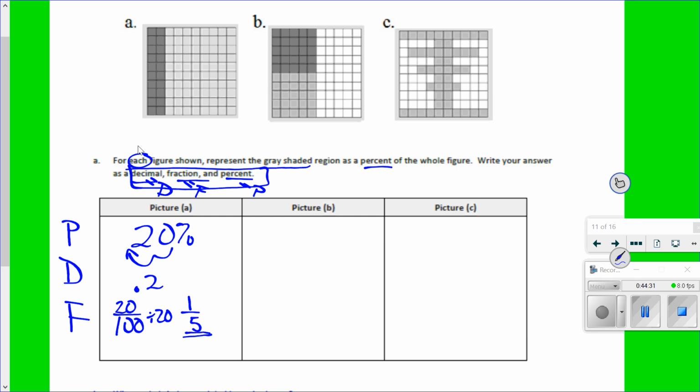Okay, so let's try another one. What about picture B? What do you think, Sadie? The darkest gray. How many blocks is that? 25. Well done. So that makes it 25%. How do I turn that to a decimal? Literally, just move it twice. 25/100. I have to underline my answers. Turn it into a fraction. I write the number 25, put it over 100. What can I divide both those by?